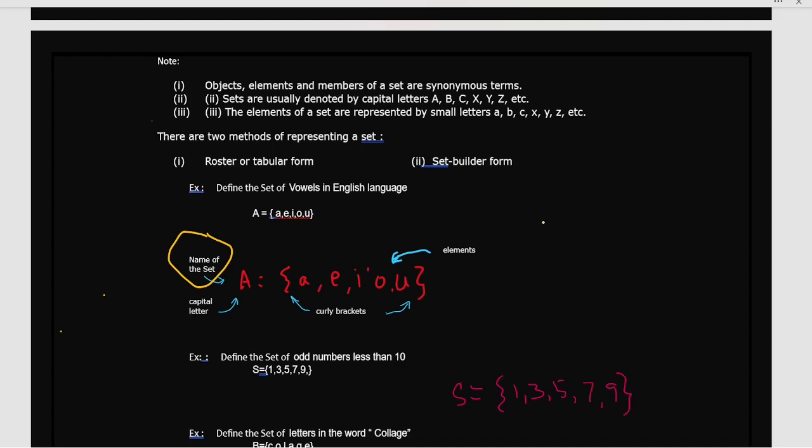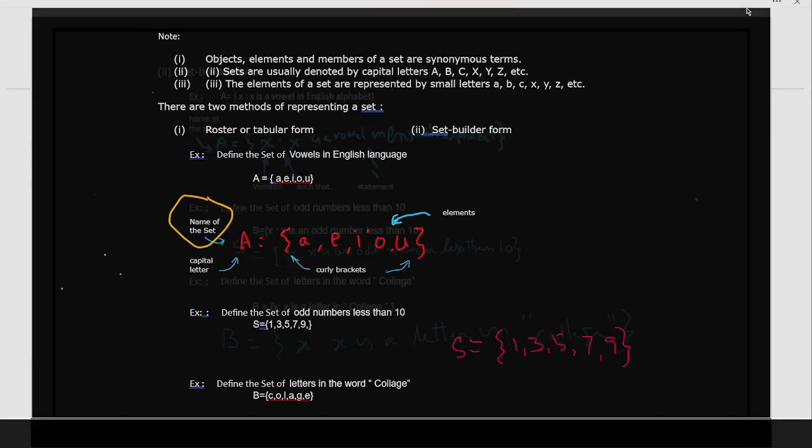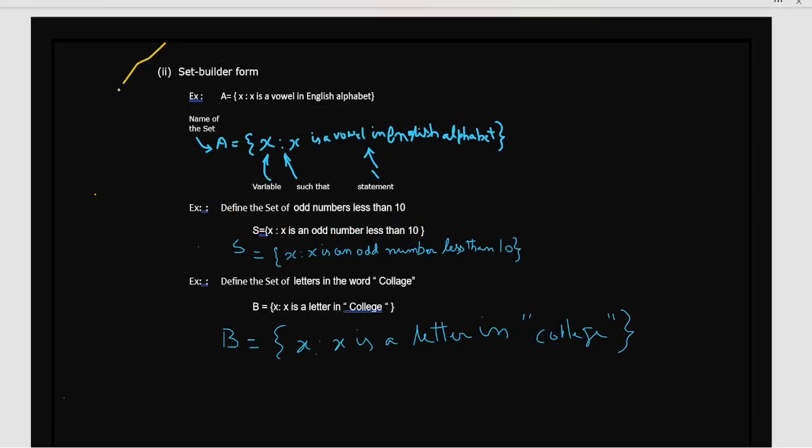Roster is the simplest form. Set builder form is such that the elements will share a common property. That common property is unique to those elements in the set. Elements outside the set will not have that property. That property is defined by a statement. I will show you in the next slide. Here's set builder form.